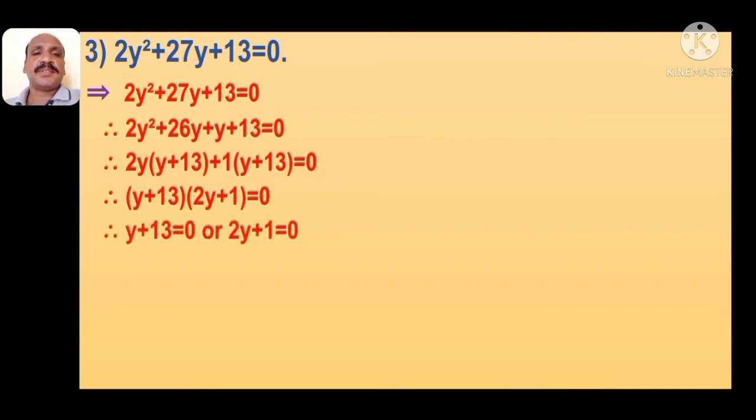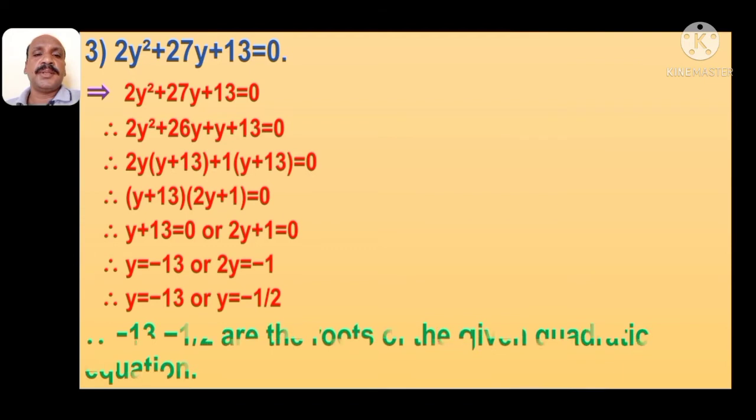That means y plus 13 is equal to 0 or 2y plus 1 is equal to 0. Therefore, y is equal to minus 13 or 2y is equal to minus 1. Therefore, y is equal to minus 13 or y is equal to minus 1 upon 2. Therefore, minus 13 and minus 1 upon 2 are the roots of the given quadratic equation.